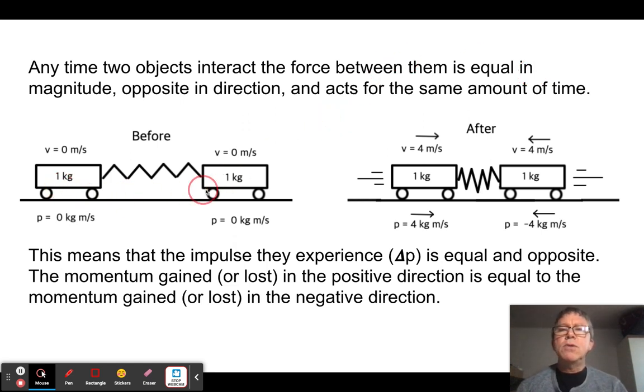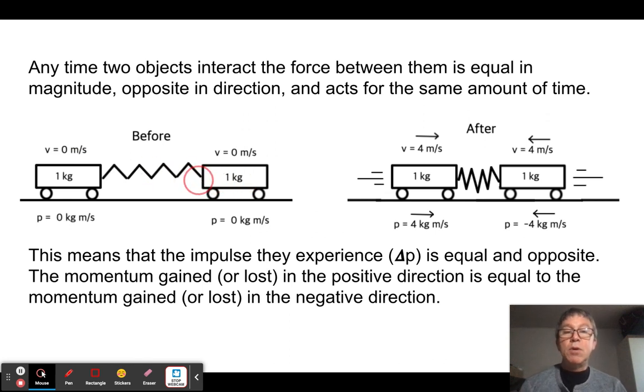So let's just say I have two 1 kilogram carts that are connected by a stretched spring between them. Now, I know that spring force varies with displacement, but for right now, let's just pretend it doesn't. Let's just say that this spring is exerting a 4 Newton force. Well, that 4 Newton force acts to the right on this object, and it acts to the left on this object. So the force acts between them equally and oppositely, right?